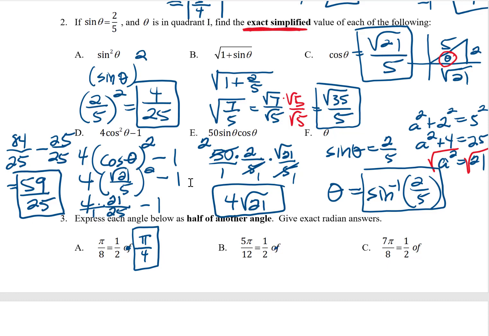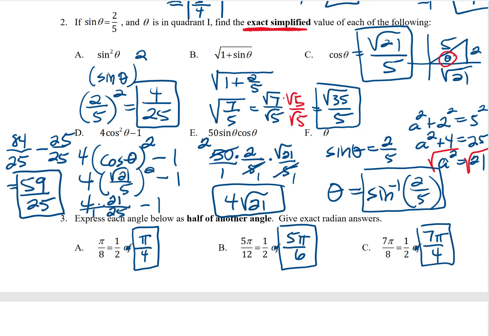We can just use that same logic in these other problems. Here, I would have to use 5 pi over 6. And if I multiplied across, I'd get 5 pi over 12. And for 7 pi over 8, I would have to use 7 pi over 4. And again, if I multiply across, I would get that 7 pi over 8.